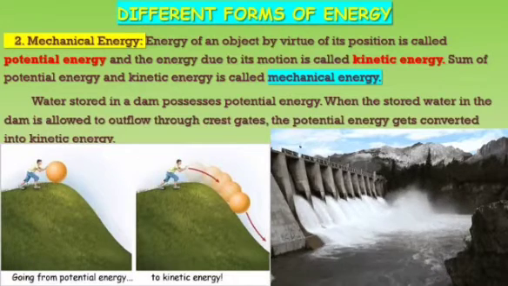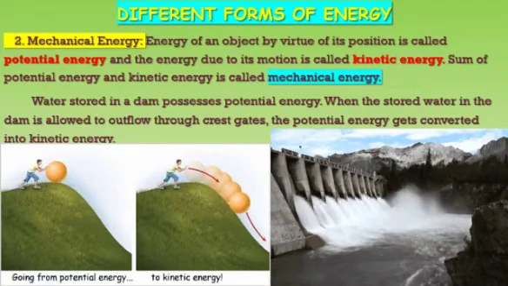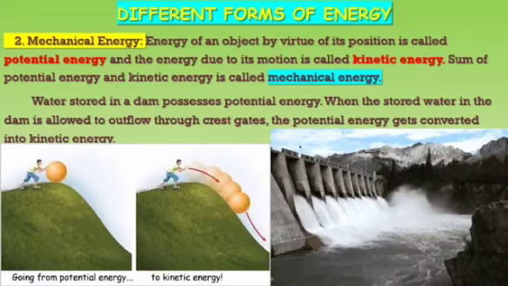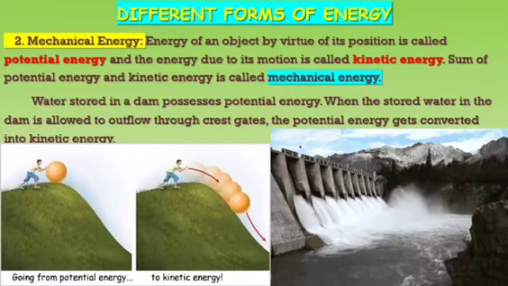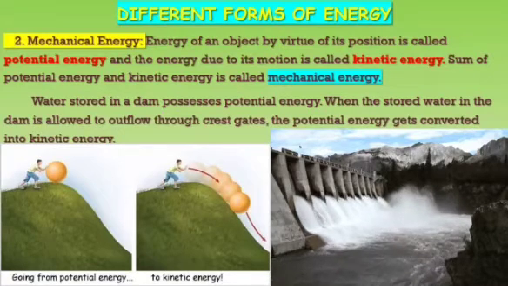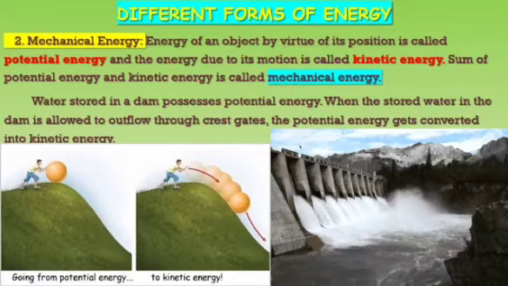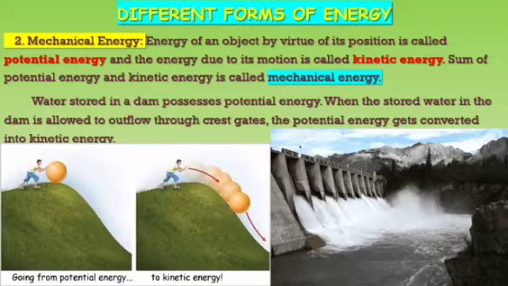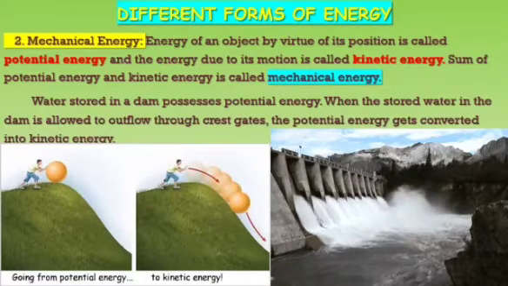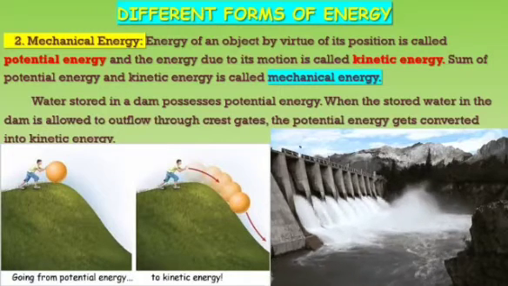So water stored in the dam has potential energy in it. And when this stored water in the dam is allowed to flow out, when the level of water increases, the dams have gates. They are called crest gates. Crest gates are used to control the water flow. So when the level of water rises, the gates are opened and the water comes out. You can see in the picture there. When the gates are open, the water rushes out. It outflows through the crest gates.